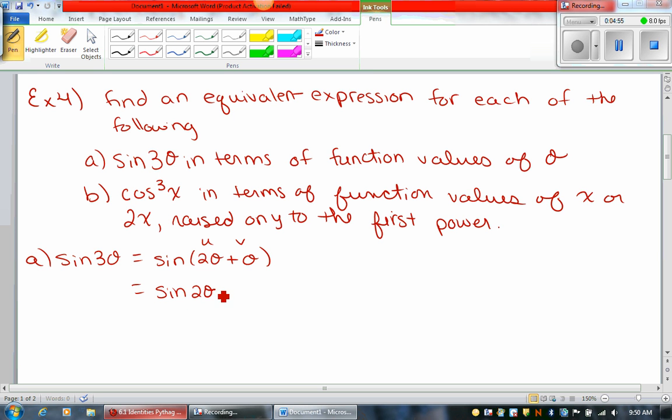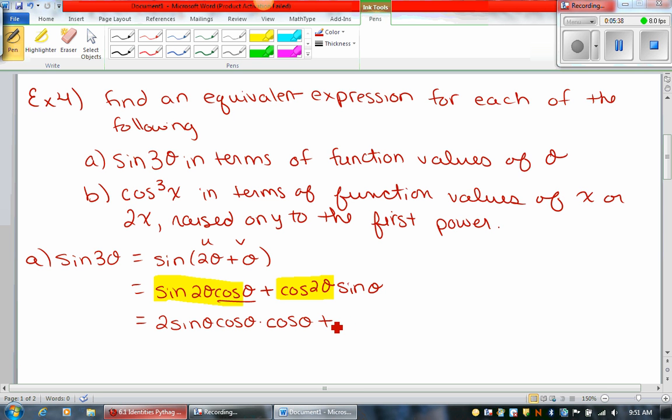Sine of u, cosine of v, plus cosine of u, sine of v. So now our next step is to deal with these sine 2 thetas and cosine 2 thetas. We have to figure out what to do with these pieces here. Sine 2 theta is a simple one because I only have one option for that. We know sine 2 theta is 2 sine theta cosine theta. And then we have to still include our cosine theta.